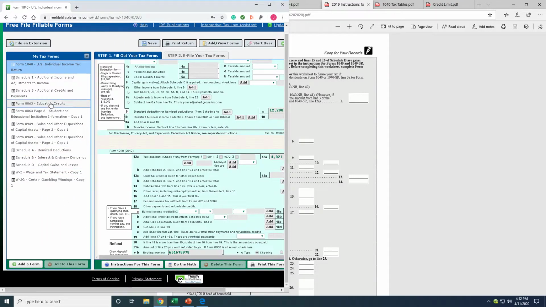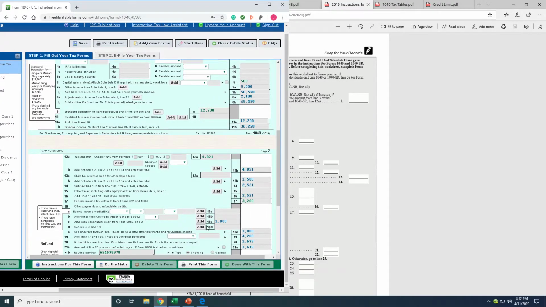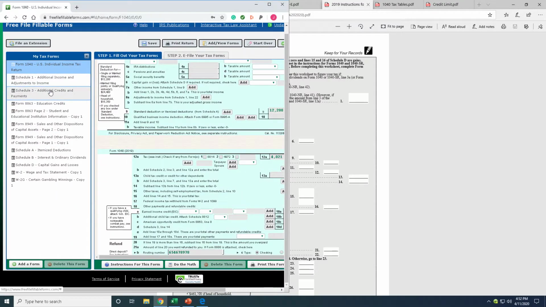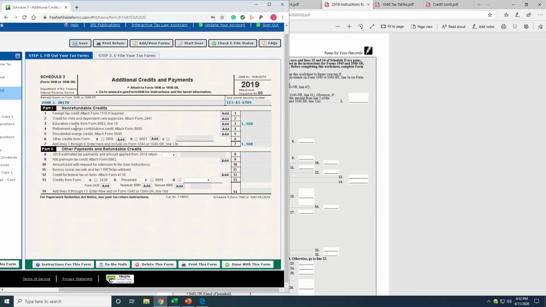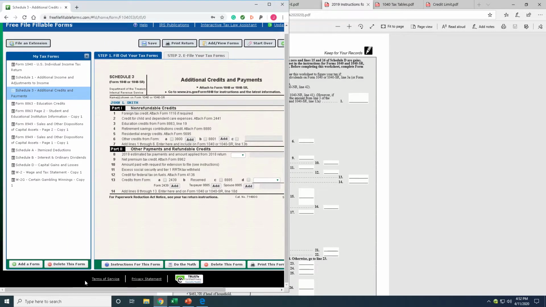All right, Schedule 3. Additional credits and payments. So this just tells you education credit from Form 8863. This is what I'm going to show you guys next. This is a non-refundable credit. So if this was more than the amount of tax you owed, you would not be getting the money back, compared to a refundable credit, which the 1098-T will show. So let's go to the 8863.